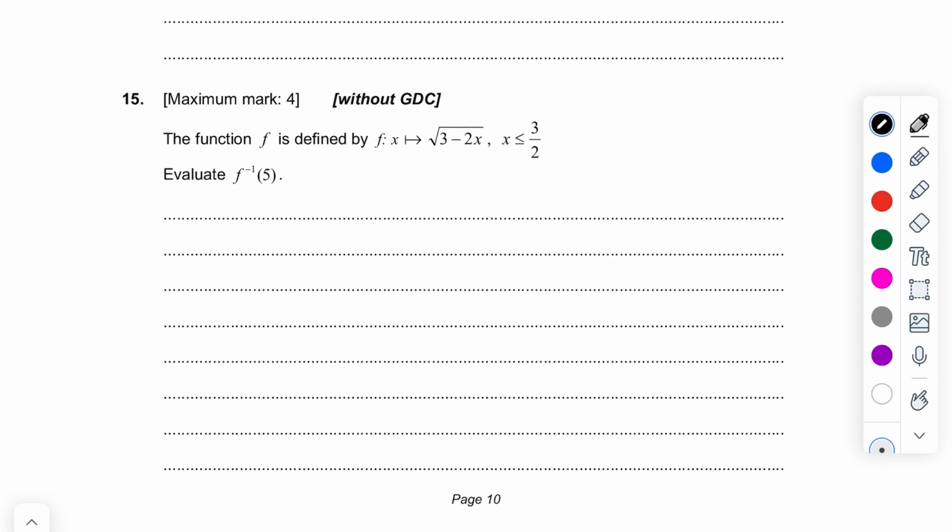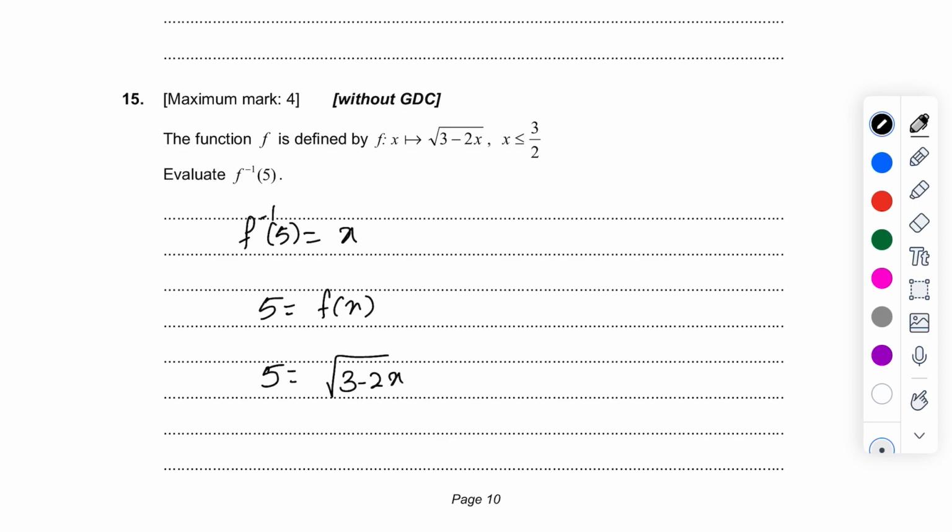Question number 15. f of x is given. Find f inverse of 5. So what am I going to do? f inverse of 5 equals x. So 5 equals f of x. So 5 equals square root of 3 minus 2 times x.